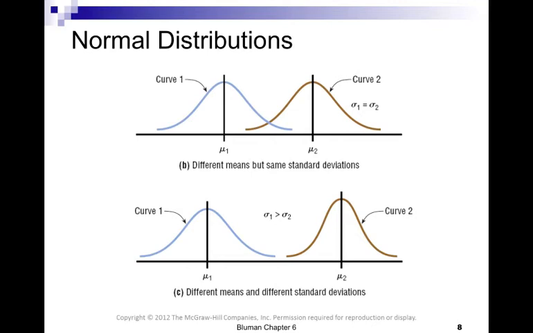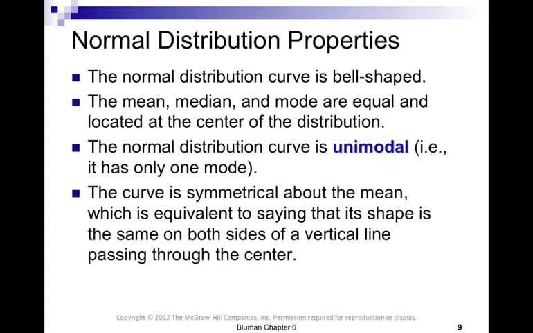In the C example, the bottom set of curves, you can see that curve 1 is broader than curve 2, which is a little steeper and narrower. So their means are different and their standard deviations are different. These are properties, and these are things I want you to know, so we can put a star there maybe. These are some things I want you to be able to tell me, perhaps on a quiz.